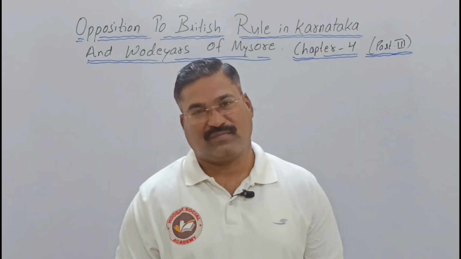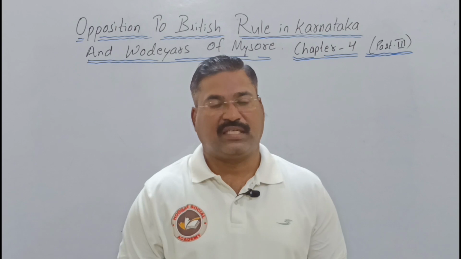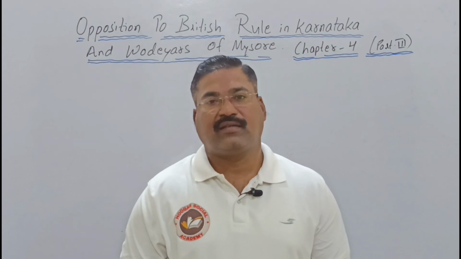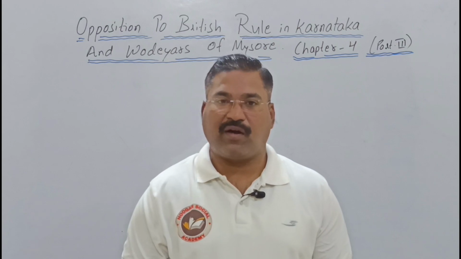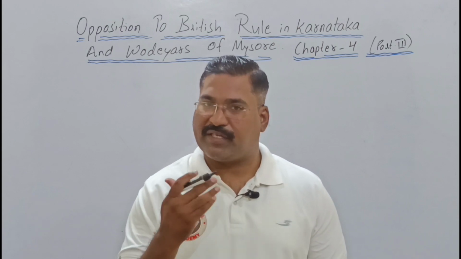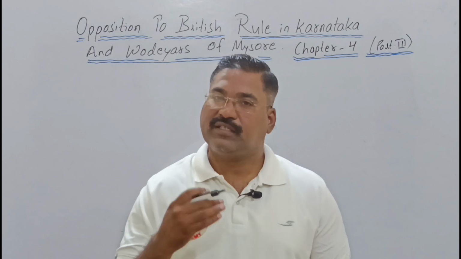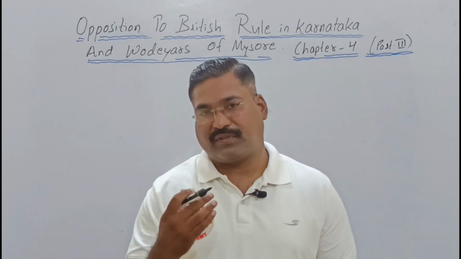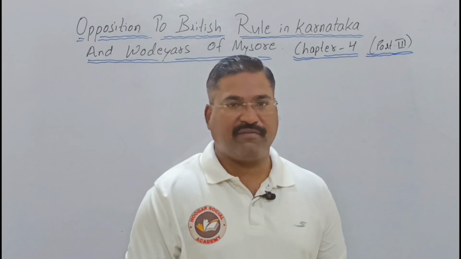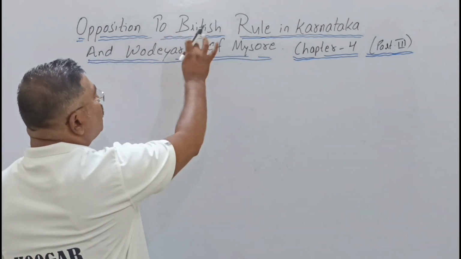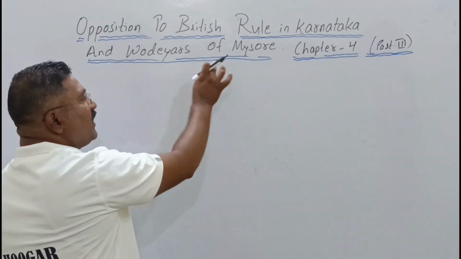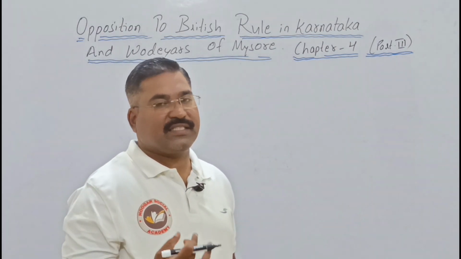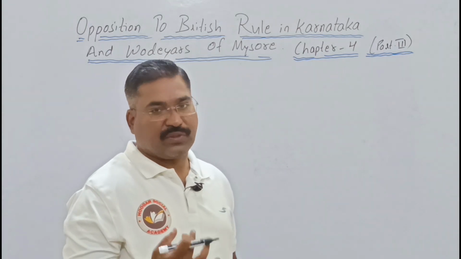Education Academy. Let us learn about the clashes between the Mysore and the English, which are called the First Anglo-Mysore War, Second Anglo-Mysore War, Third Anglo-Mysore War and Fourth Anglo-Mysore War. The Mysore Wars are given in the chapter called Opposition to British Rule in Karnataka and Wodeyars of Mysore. Now, whose rule is it? It is the rule of the Mysore Sultans.